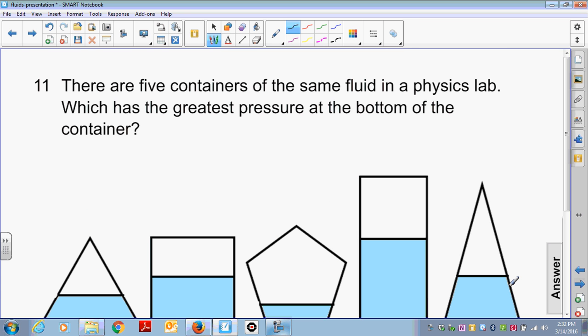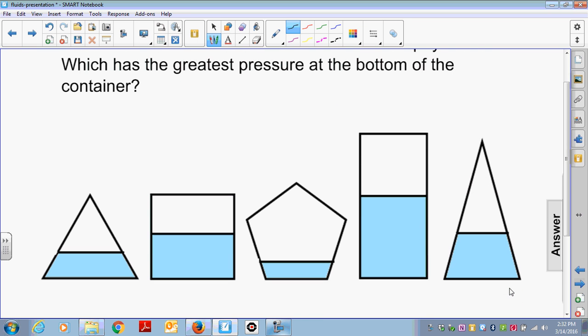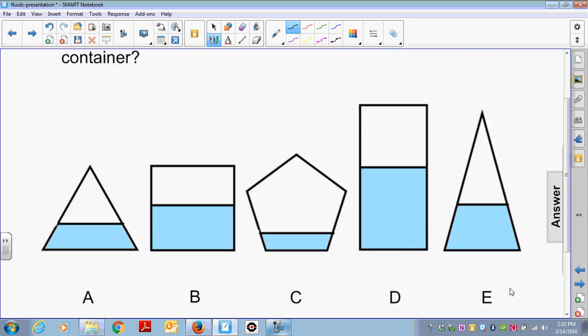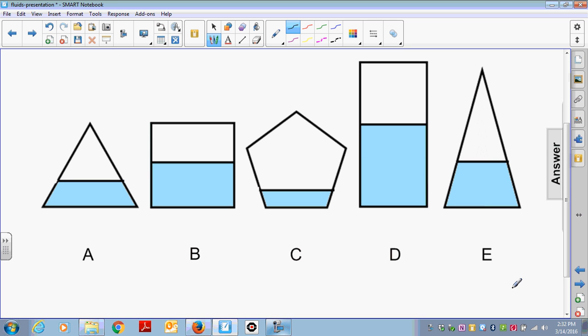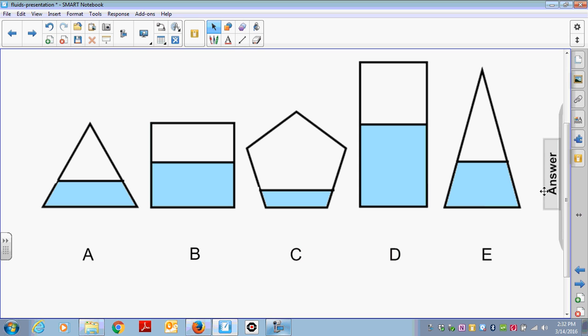There are 5 containers of the same fluid in a physics lab. Which has the greatest pressure at the bottom of the container? Okay, so let's see if you chose the correct answer. Hopefully you chose D. D is the correct answer because of the height of the column of fluid.